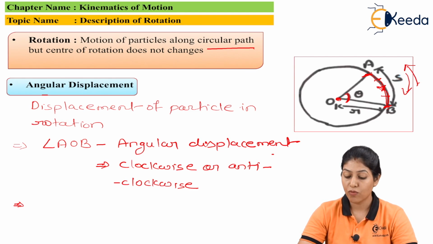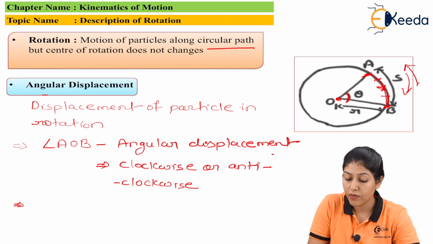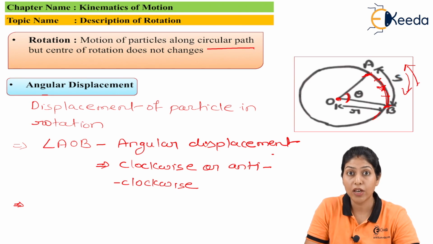The particle can move in this direction or it can move in this direction, but it should follow a circular path with a constant center. And here we are considering a small angle theta between A and B, that is represented by angle AOB. So this is representing the angular displacement of the particle from position A to B.